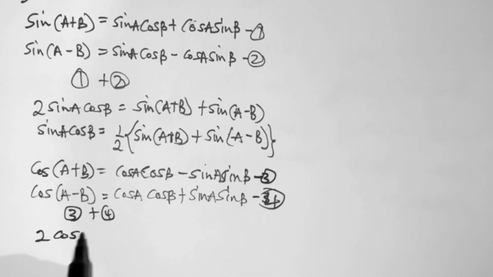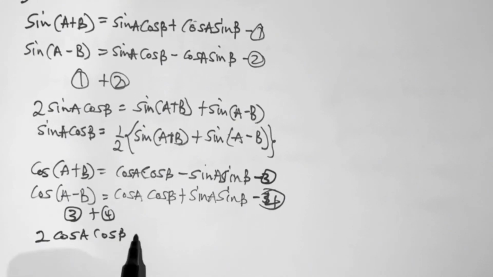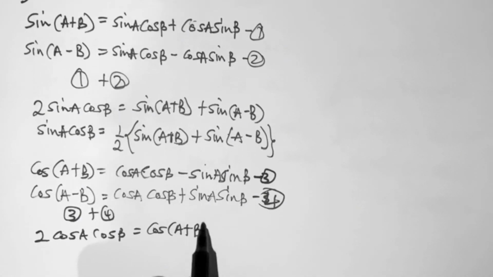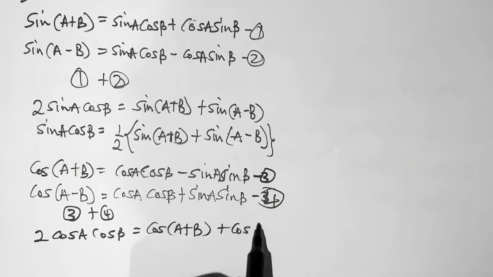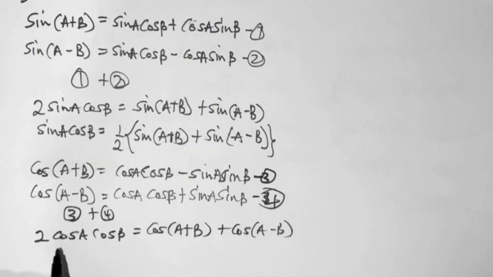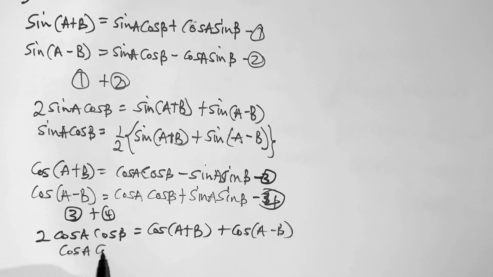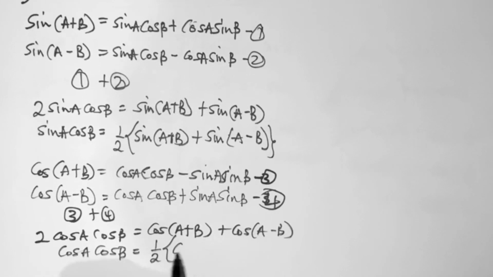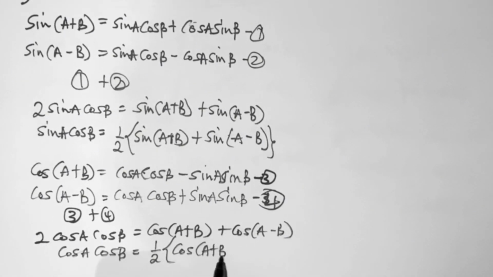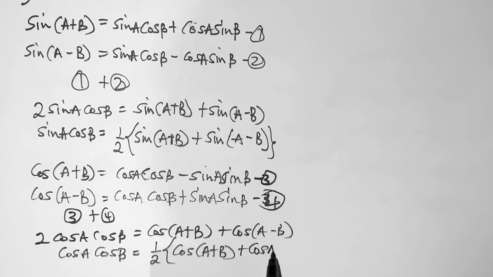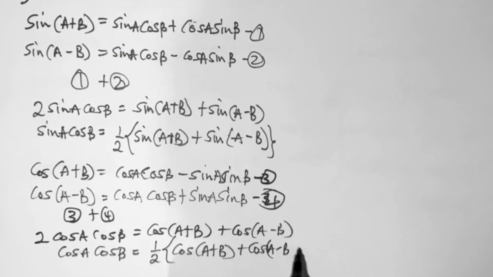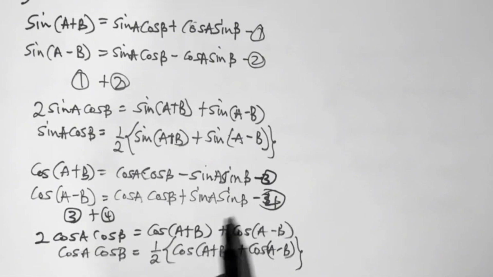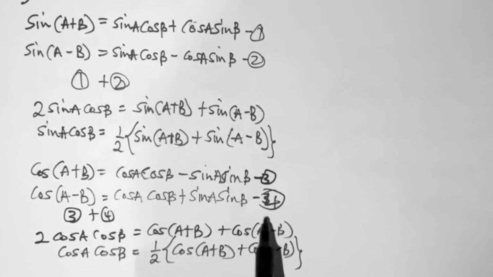So 2 cos A cos B is equal to cos(A + B) + cos(A - B), and therefore cos A cos B is equal to half of [cos(A + B) + cos(A - B)]. Now, instead of adding, what if we decided that we'll subtract equation 3 from equation 4?